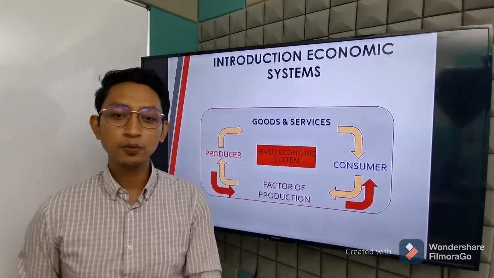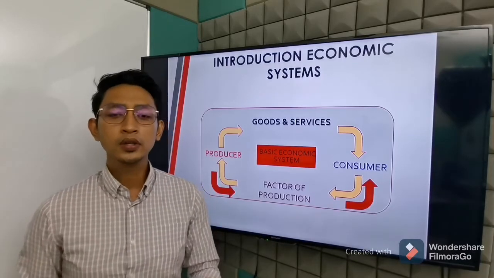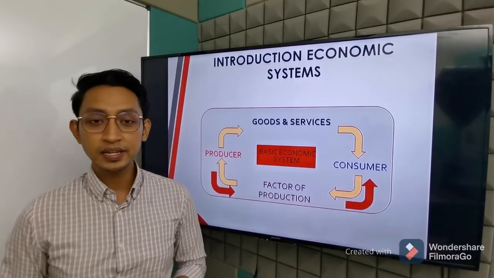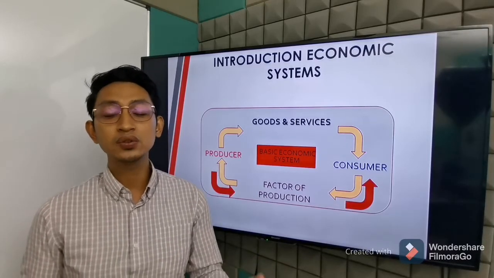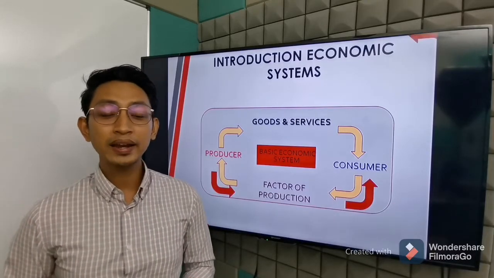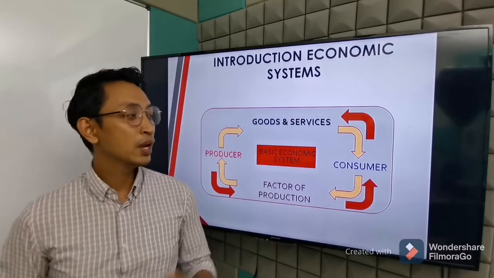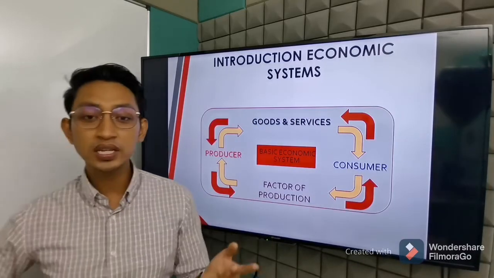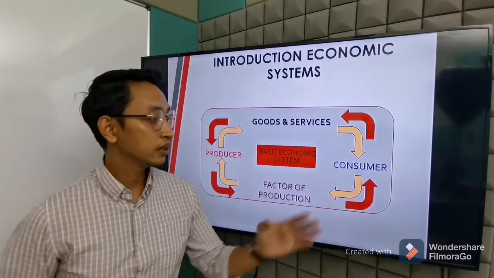So consumer, we have wants, we have needs, we have problems. So in order for that problem to be solved, we need goods and services. So who will supply us these goods and services? The answer is a producer. And of course, we do not get those goods and services for free. We have to pay some amount of money to the producer. Then the producer will gain income from the consumer.